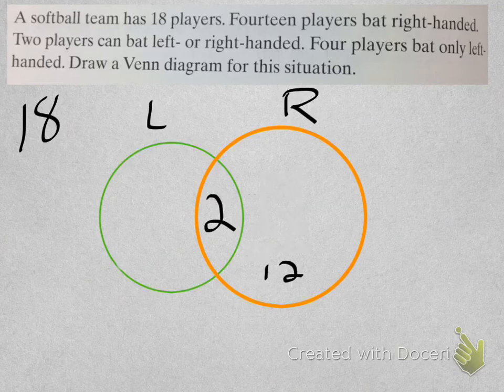Now you got to pay attention to wording because this next sentence gets you. 4 players bat only left-handed. So I'm not going to subtract because that does not include these 2 because it says only left-handed. If I did this right, we should add up to 18. 12 plus 2 is 14, plus 4 is 18.